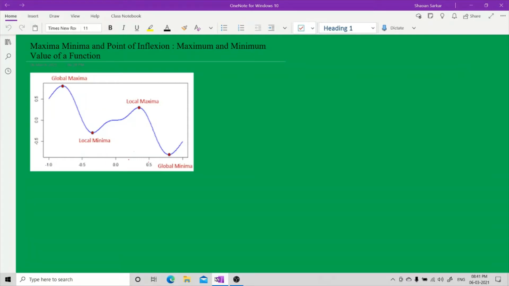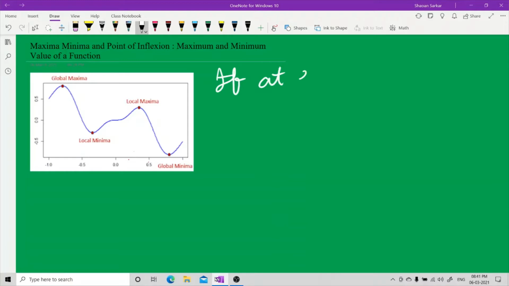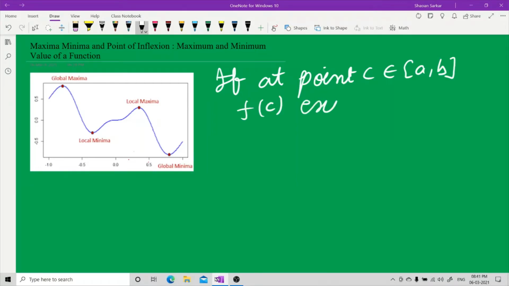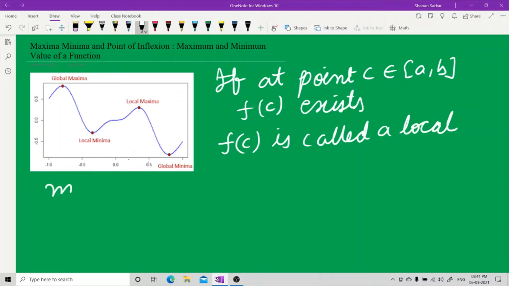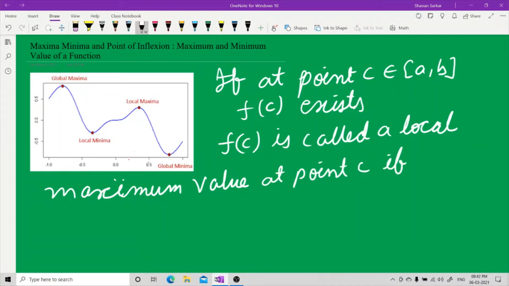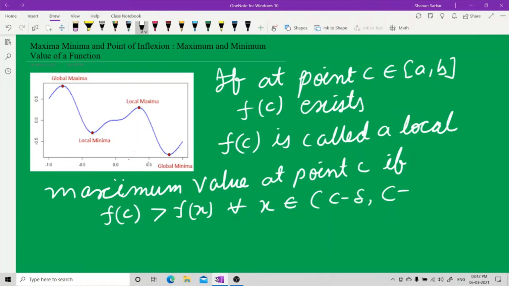Maxima, minima and point of inflection. Maximum and minimum value of a function: if at a point C belonging to (A, B), f(C) exists, then f(C) is called a local maximum value at point C if f(C) is greater than f(x) for all x belonging to the open interval (C minus delta, C plus delta).